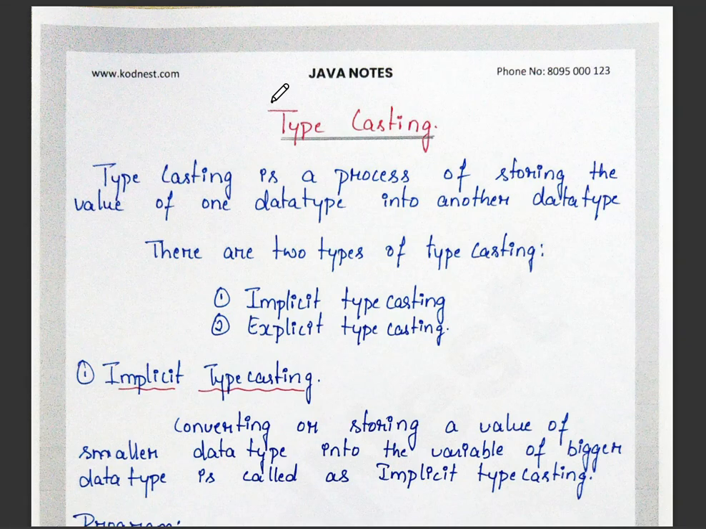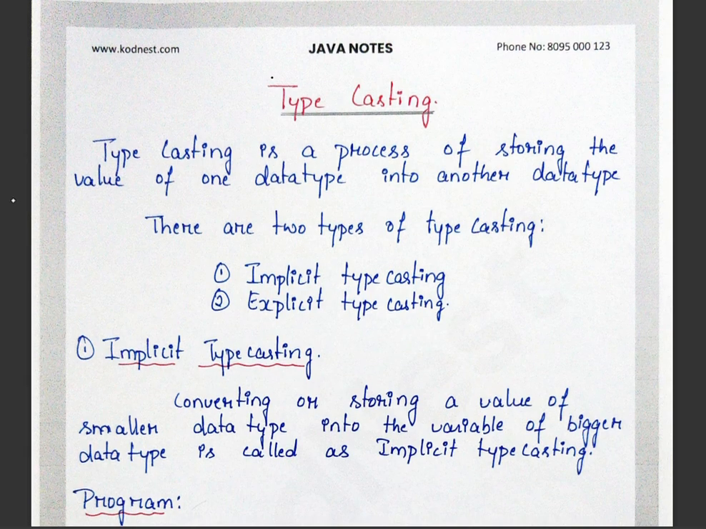Today we are going to discuss typecasting in Java. As before, in the previous video we have discussed data types in Java. So in this video we are going to discuss typecasting. So what is typecasting? We have discussed data types, right? Typecasting is a process of storing the value of one data type into another data type.